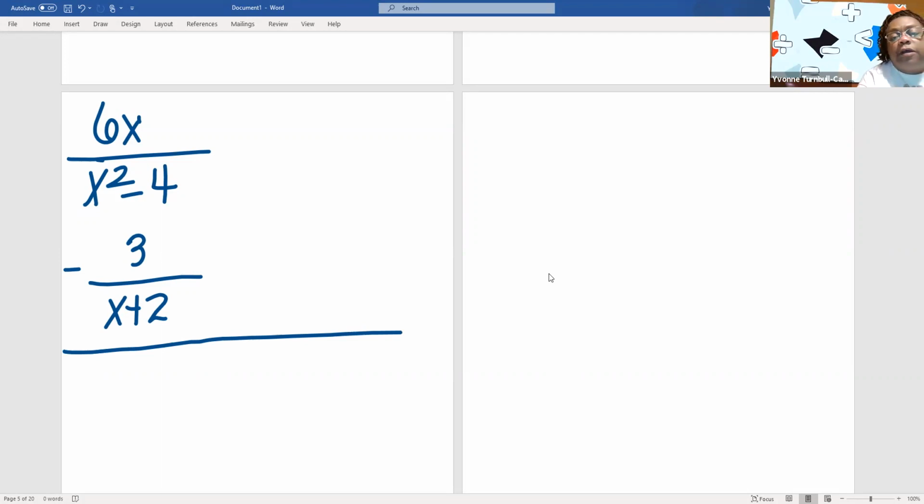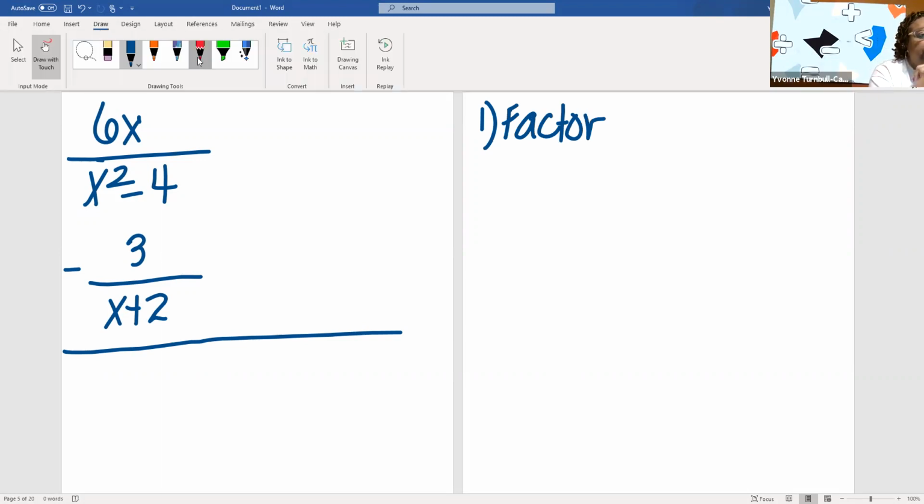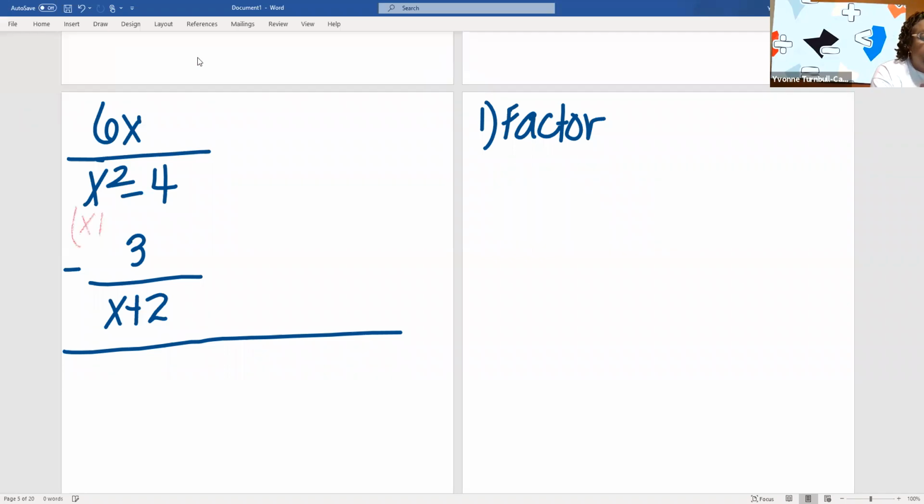All right, the first thing we want to do is factor where possible. Now I see that my top denominator can be factored, so I'm gonna factor that. X plus 2, x minus 2. And think about it, students. Once you factor, that's the denominator you want to focus on. Don't worry about the original one, which was x squared minus 4, because right now we need to work with the factored form. I factored.